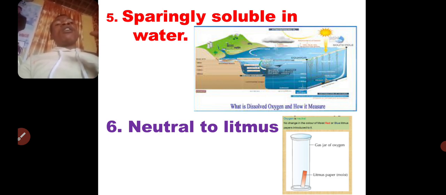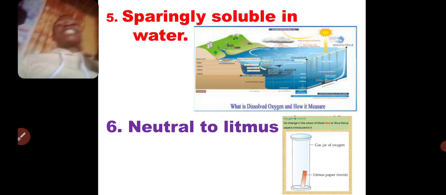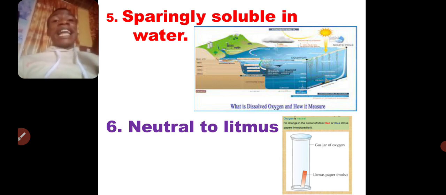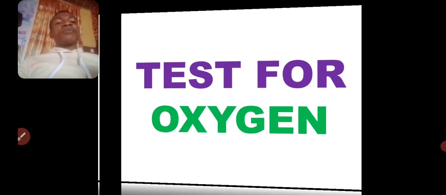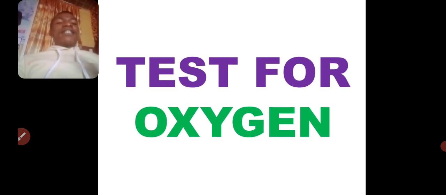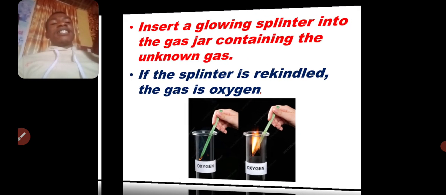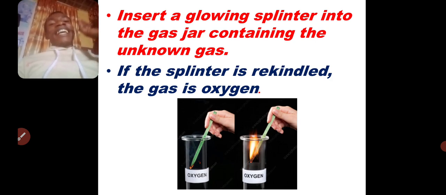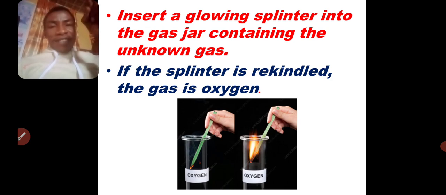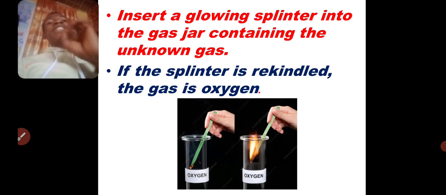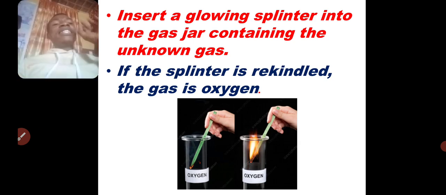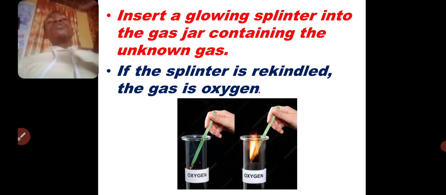The same oxygen is neutral to litmus. It's neither acidic nor alkaline. It's neutral to litmus. How do we test for oxygen? You use a glowing splint. Don't forget, for hydrogen we use a lighted splinter and it makes a pop sound. But in the case of oxygen, we use a glowing splint.